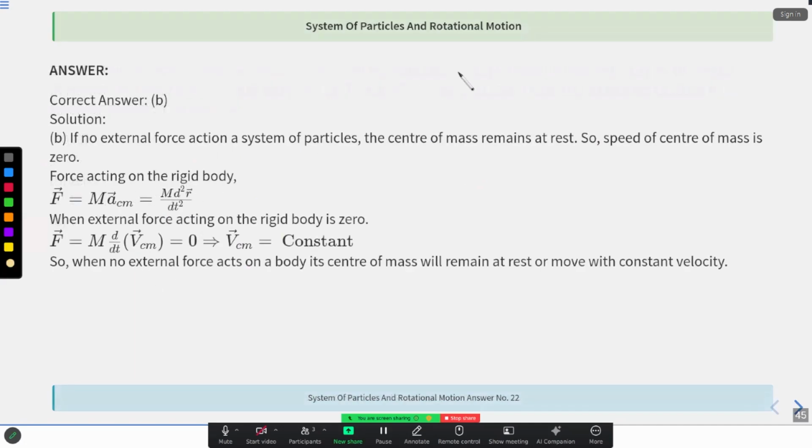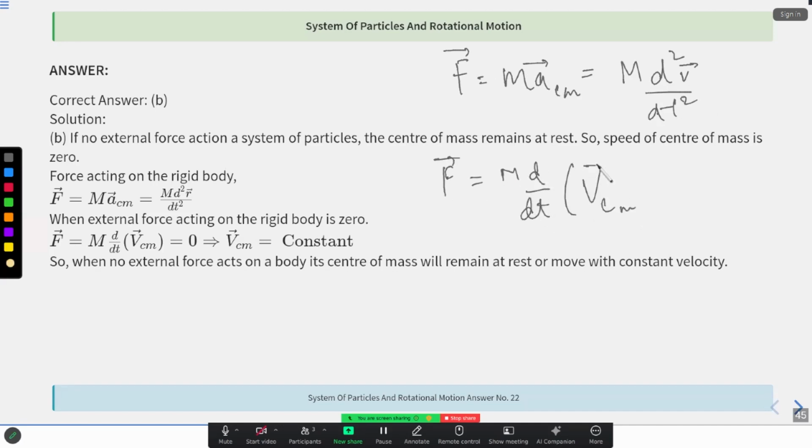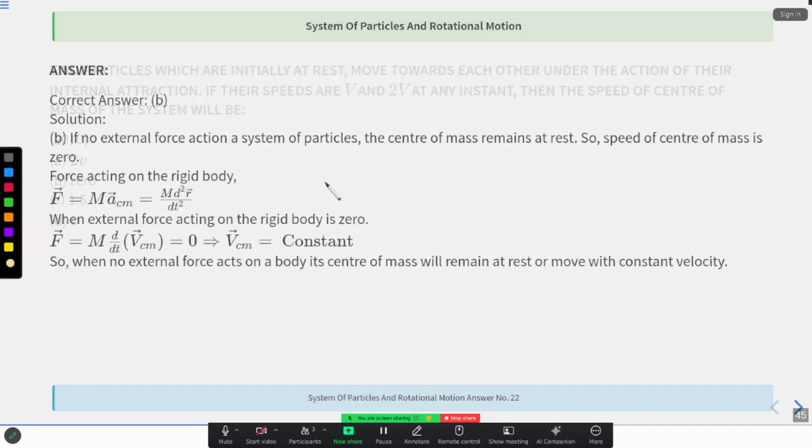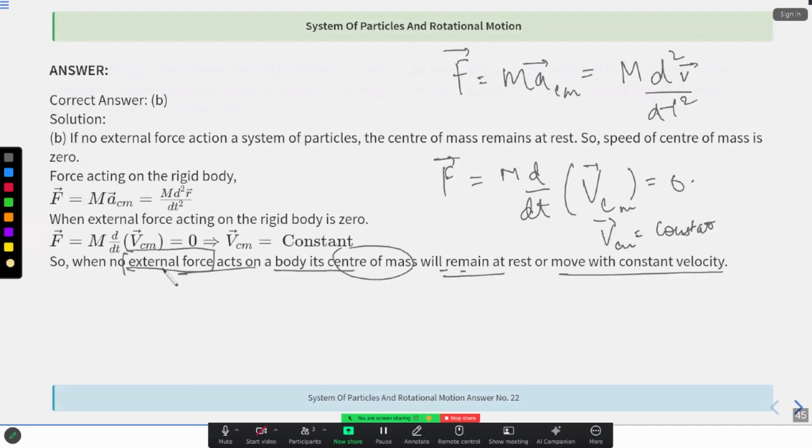What is the force acting on a rigid body? It is mass into acceleration of center of mass, correct? And the acceleration of center of mass is nothing but d2r by dt square. So force will be nothing but m into d by dt of the velocity of center of mass, which is the rate of change of velocity. The velocity of center of mass is constant, so this becomes 0. That means v of center of mass is constant. When no external force acts, the center of mass will remain at rest or move with constant velocity. There is no external force here, only some internal attraction between the bodies. This is what they have given us in this question.